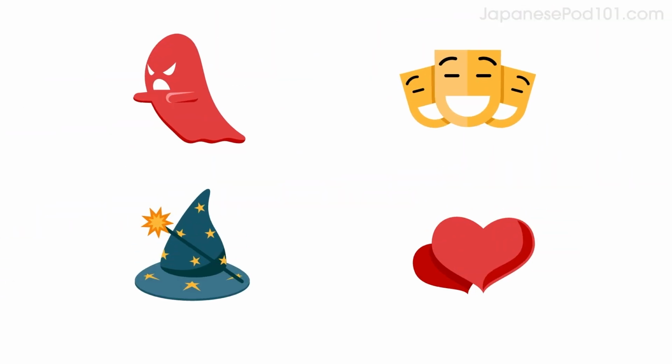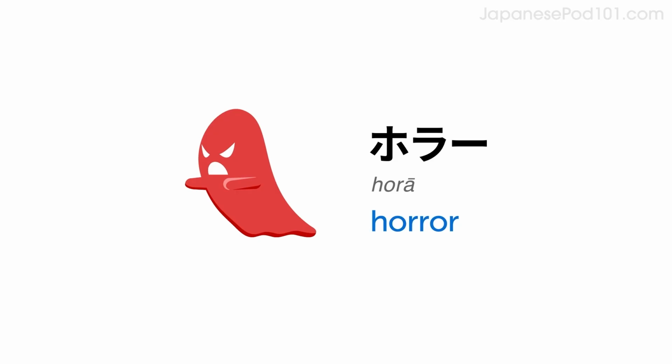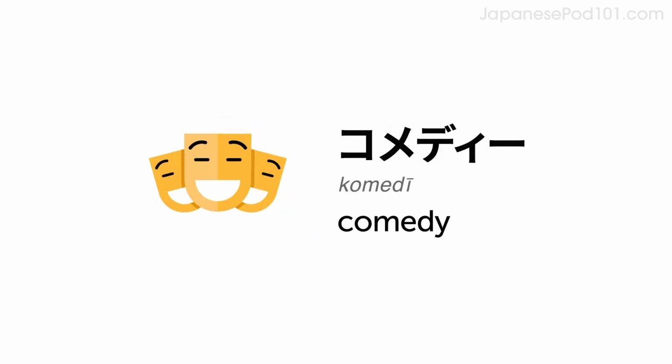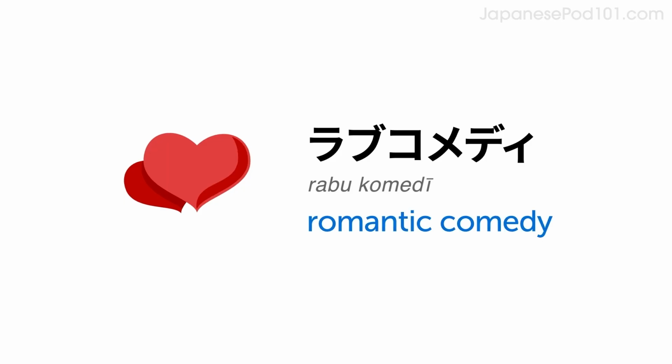Here are a few more kinds of movies you can use with the same pattern to talk about movies. Horror, ホラー. Comedy, コメディ. Fantasy, ファンタジー. Romantic comedy, ラブコメディ.